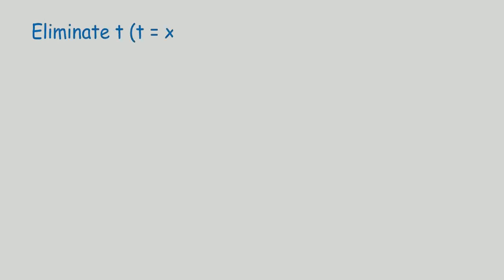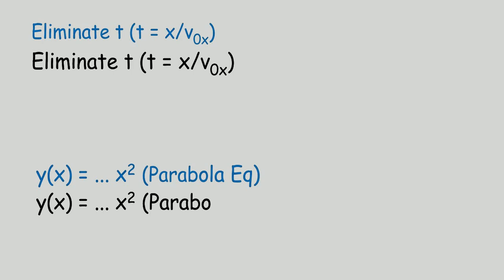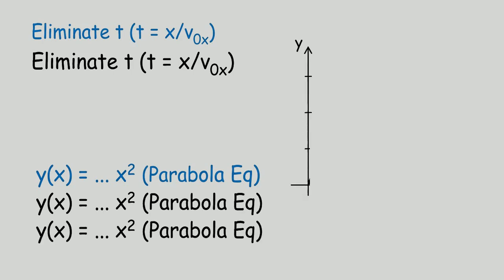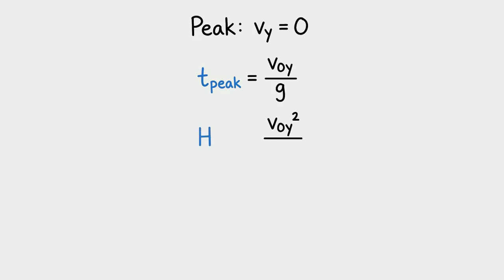If you eliminate time from these equations, you get a formula for y in terms of x, and that gives you the parabolic shape of the trajectory. From these equations, we can predict a lot. For example, the time to reach the highest point is when the vertical velocity becomes 0. That happens at t equals v naught y divided by g. The maximum height is v naught y squared divided by 2g.